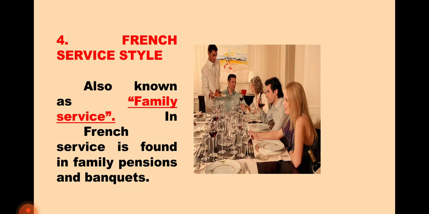Fourth is the French service style, also known as family service. In French service, it is found in family pensions and banquets, commonly seen in family gatherings, reunions, and others, where the service style is good for family occasions.